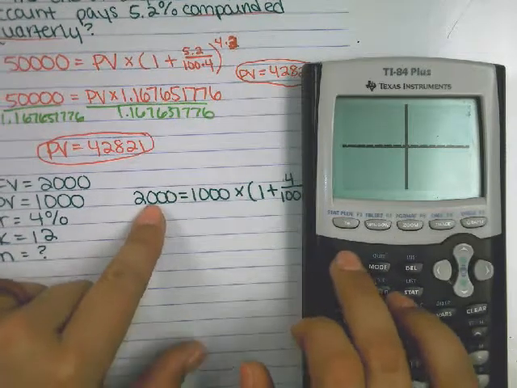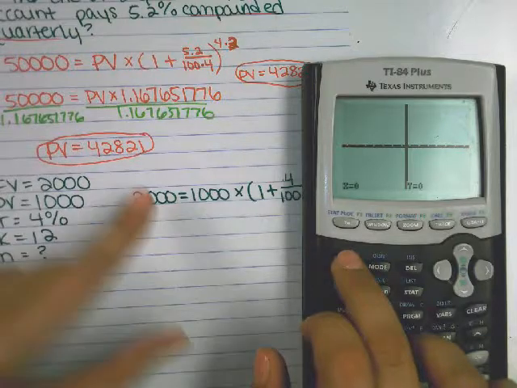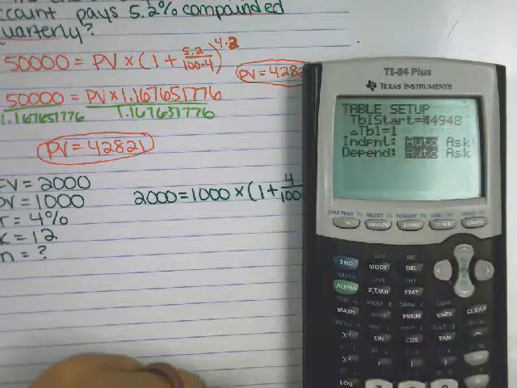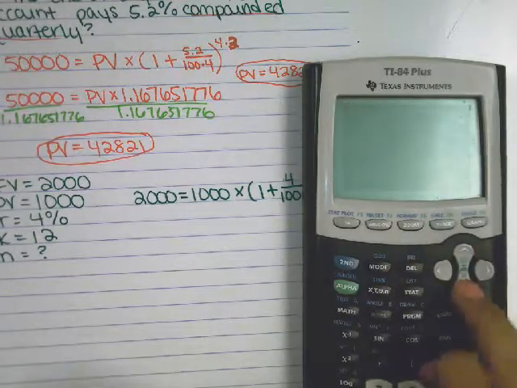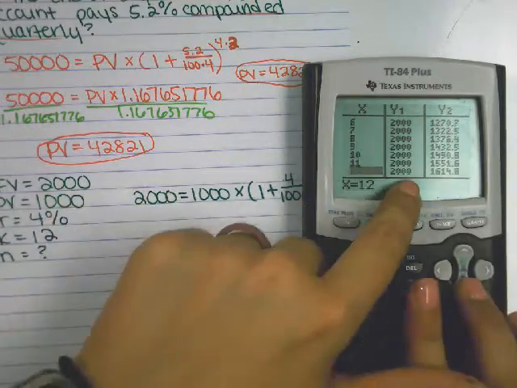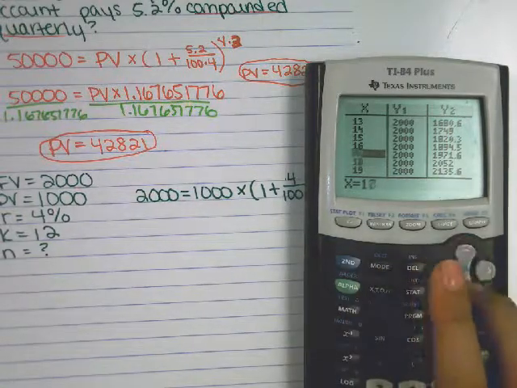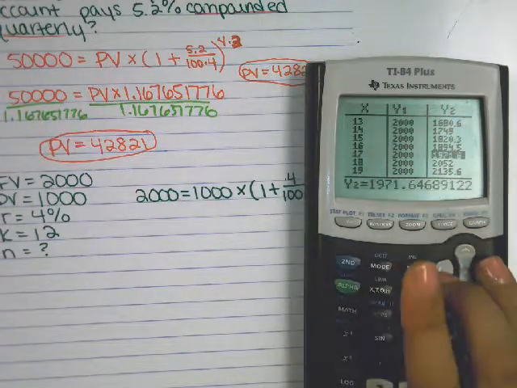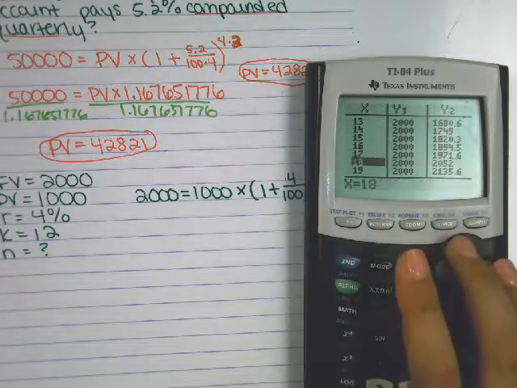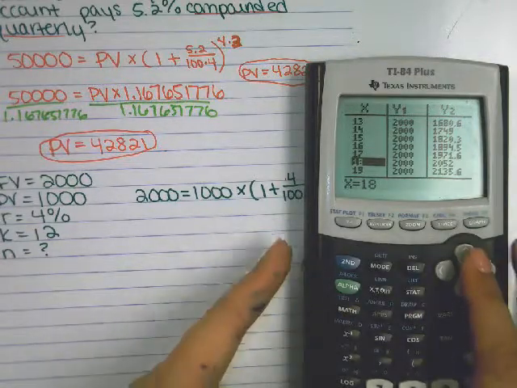So I do know that I have a 2,000 here, so I need to get my y values up to 2,000. So I'm going to try to do that. Before we do that, though, let's try the table method. Table set. Let's go back to 0. So we're trying to figure out how many years until we have $2,000. So somewhere between 17 and 18. At year 17, we're just shy of 2,000, and at year 18, we're just over 2,000. So somewhere between year 17 and year 18, we end up reaching $2,000 in the account.